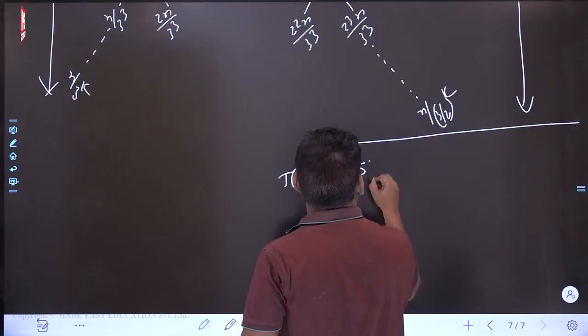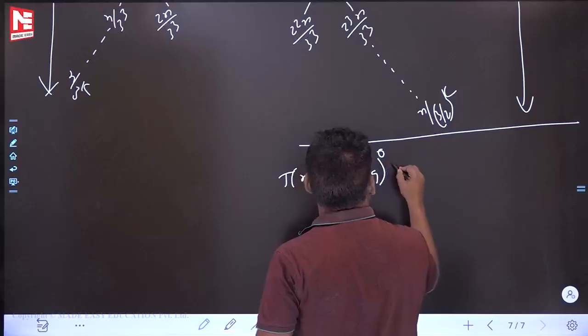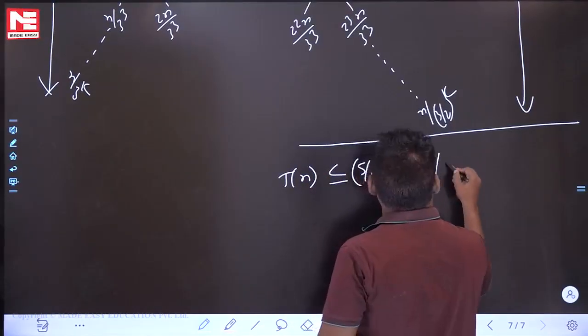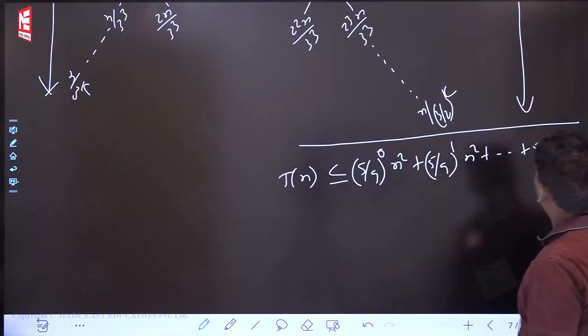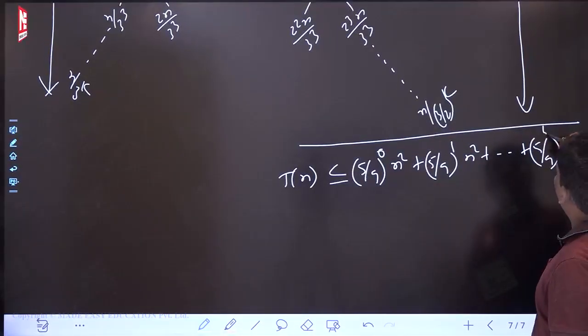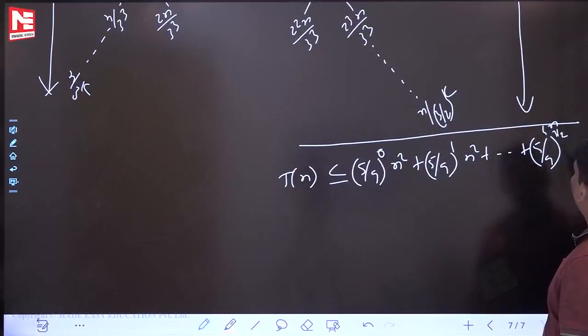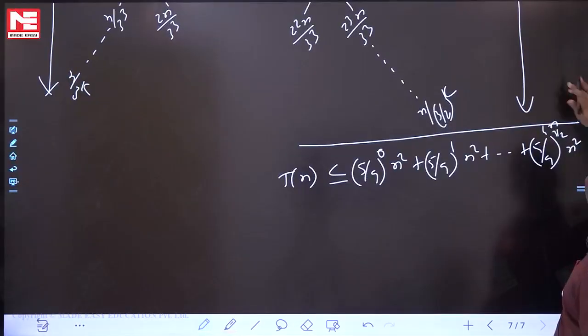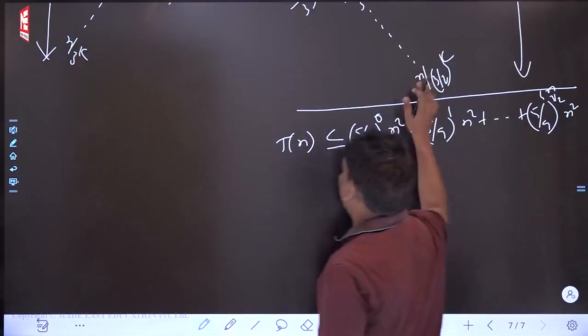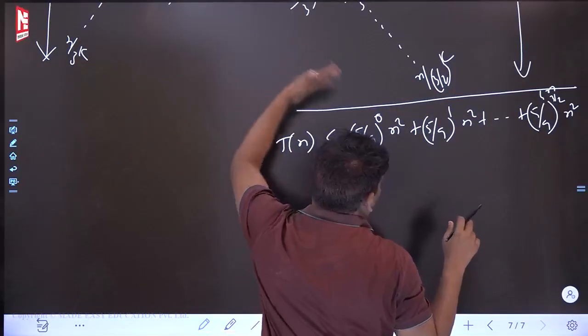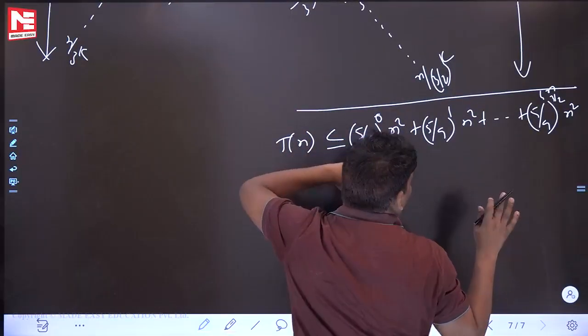What is the series? (5/9)^0 n square, (5/9)^1 n square, and so on. What is the last term? (5/9) to the power log n base 3 by 2, times n square. Left is going to be log n base 3, right is going to be log n base 3 by 2. Log n base 3 by 2 is bigger.